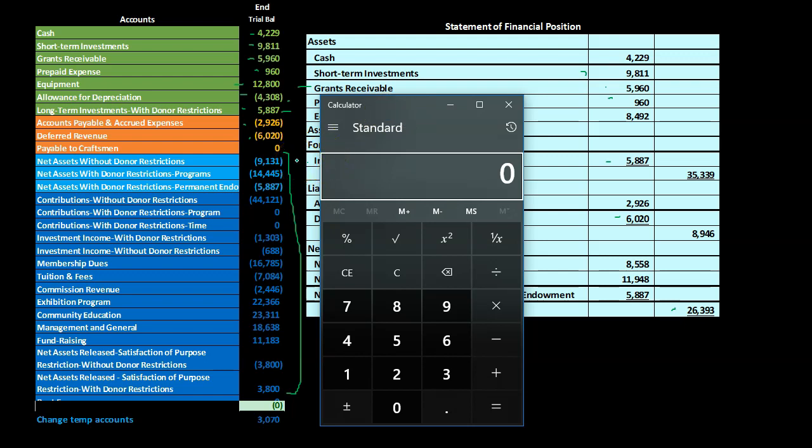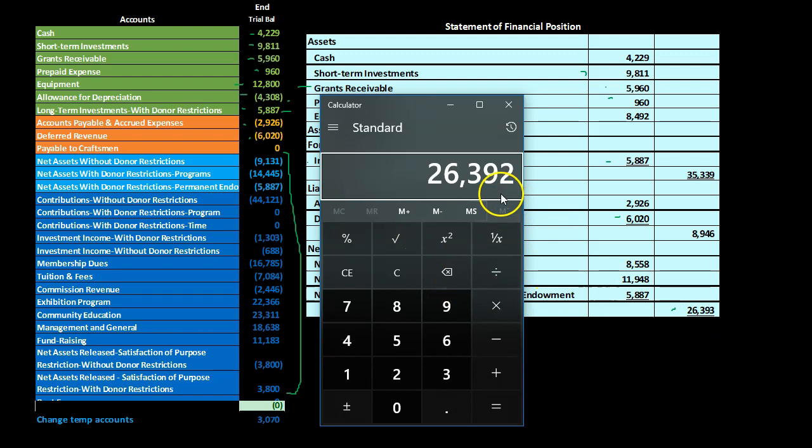So we're going to say the credits minus the debits here. So if we had to do the math on it, we'd pull out the trusty calculator. We'd say the 9131 plus the 14445 plus the 5887 plus the 44121 plus the 1303 plus the 688 plus the 16785 plus the 7084 plus the 2446 minus 22366 minus 23311 minus 18638 minus the 11183, and that's going to give us the 26393.